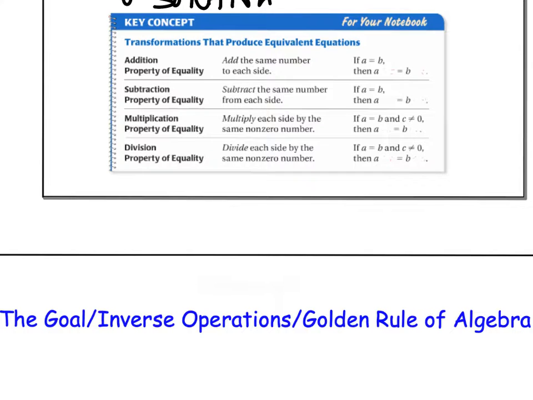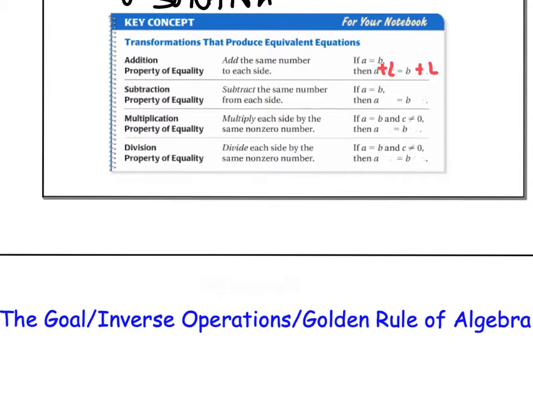Looking at this table, these are all the justifications for why we are allowed to solve equations the way we do. We have the addition property of equality. What that says to us is if we have a and b and we add some number, let's say 2, to both sides, we still have equivalent equations. We're allowed to do that. As long as we add the same number to each side, you are not changing the original equation.